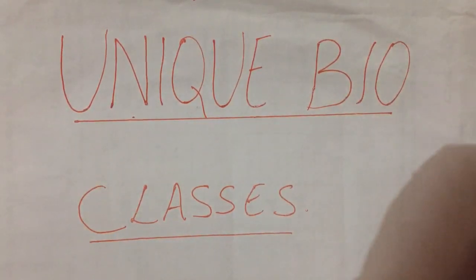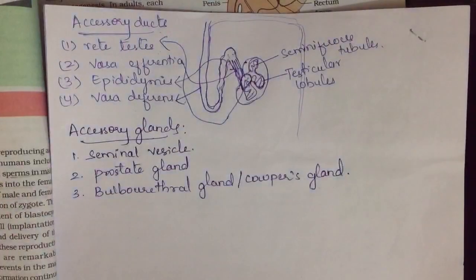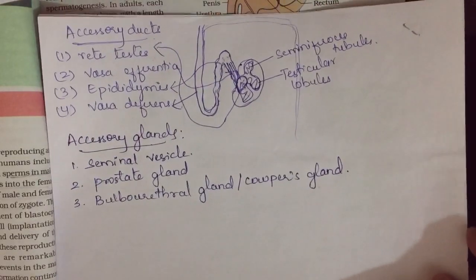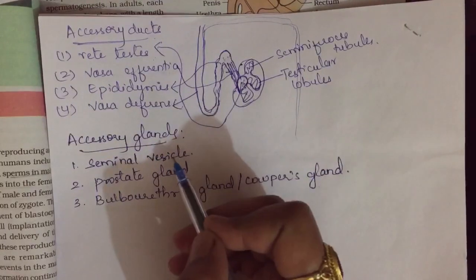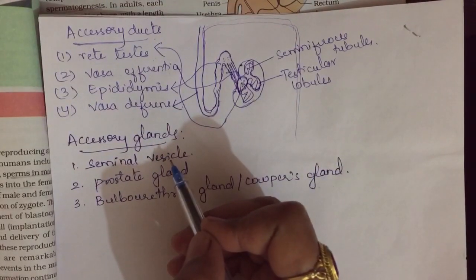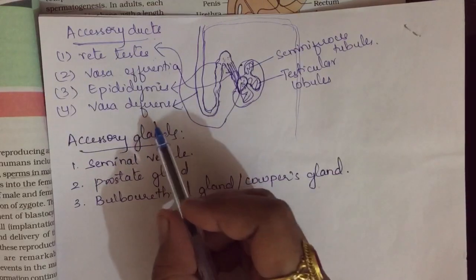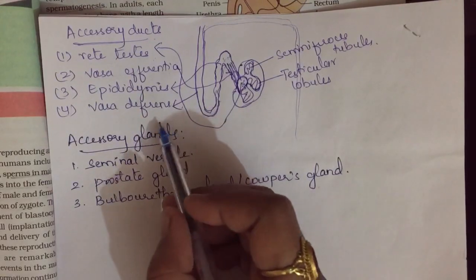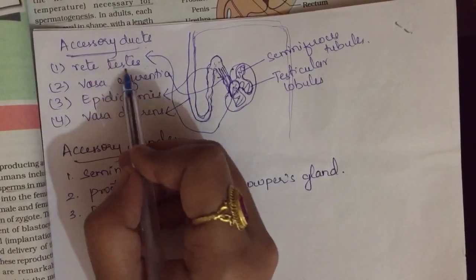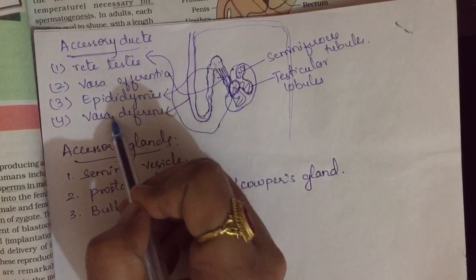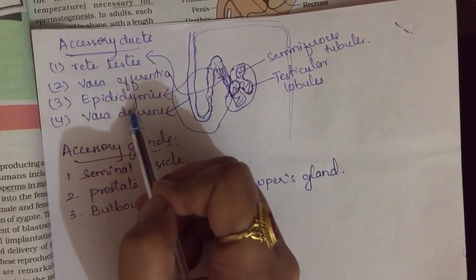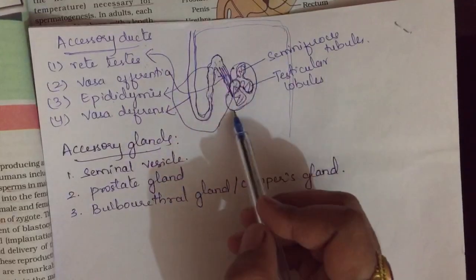Okay, we shall start today's class. In my previous video, I was discussing the male reproductive system. But because of some technical issues, I was unable to complete it and it was stuck in between. The same video I have uploaded in my previous video, and this is the continuation of that class. So we were discussing the accessory ducts. We said rete testis, vasa efferentia, epididymis and vas deferens. These are the four accessory ducts, and I have shown those accessory ducts here in this diagram.